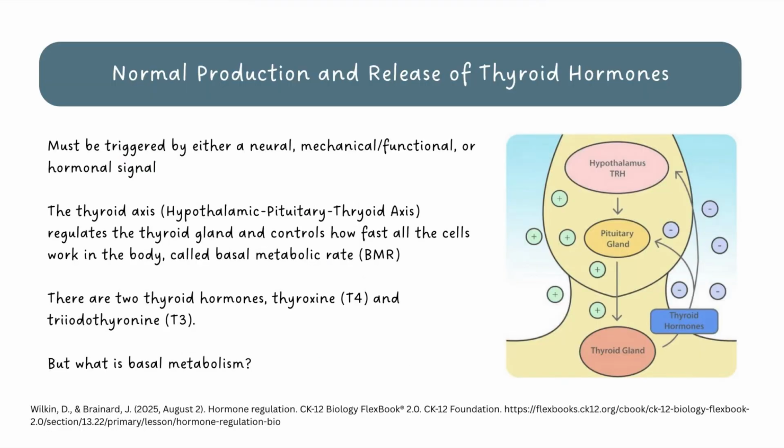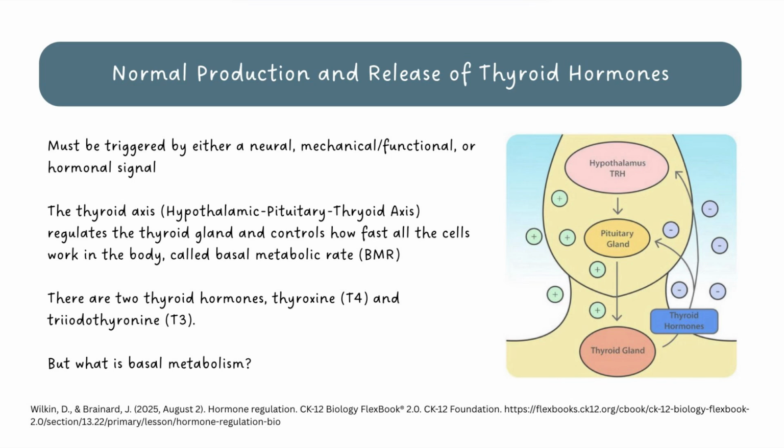Okay, so now that we've looked at the anatomy, we're going to look at the normal production of thyroid hormones. Endocrine glands do not just release hormones at random. They are in fact tightly regulated by signals. The hypothalamic pituitary thyroid axis, or HPT axis as we're all familiar with, regulates the thyroid gland, and it relies on these signals. I'm going to explain this process hopefully in a way that we can all understand.